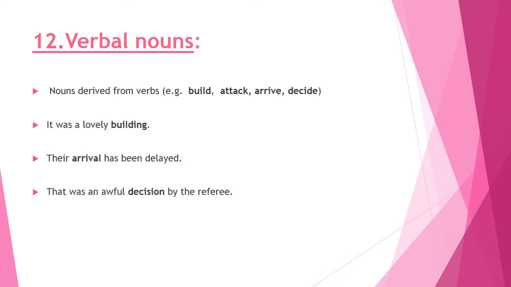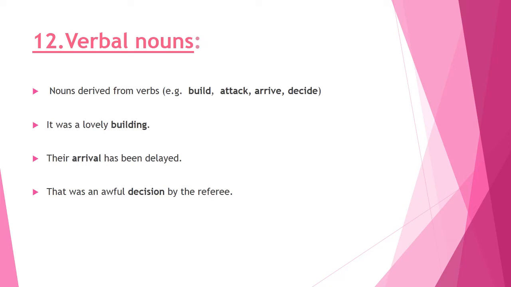It was a lovely building. Their arrival has been delayed. That was an awful decision by the referee. From these examples, you can see that building is formed from build by adding ing, and arrival is formed from arrive by removing e and placing al with it. And similarly, decision is made from the word decide.